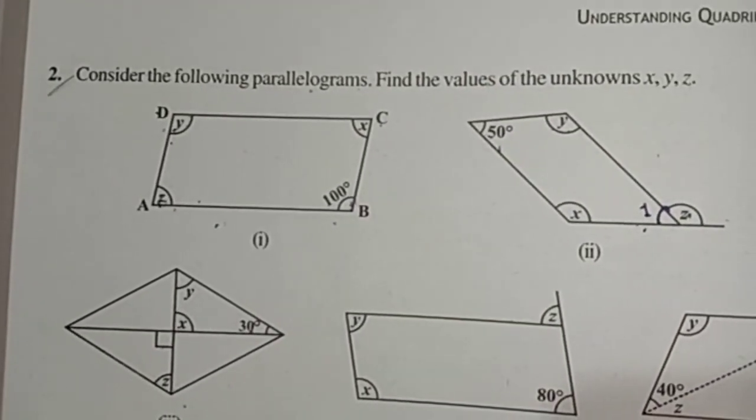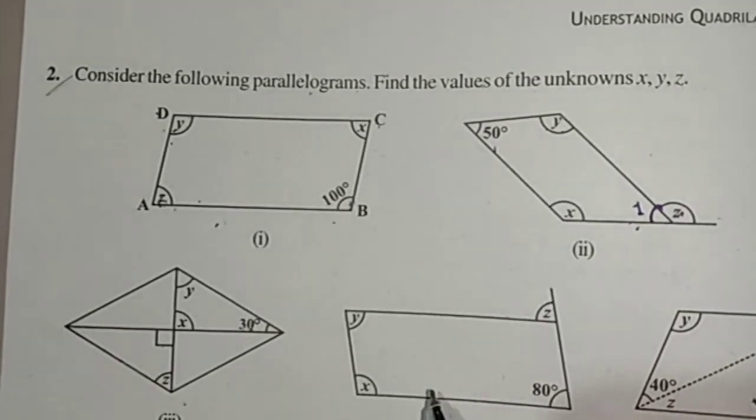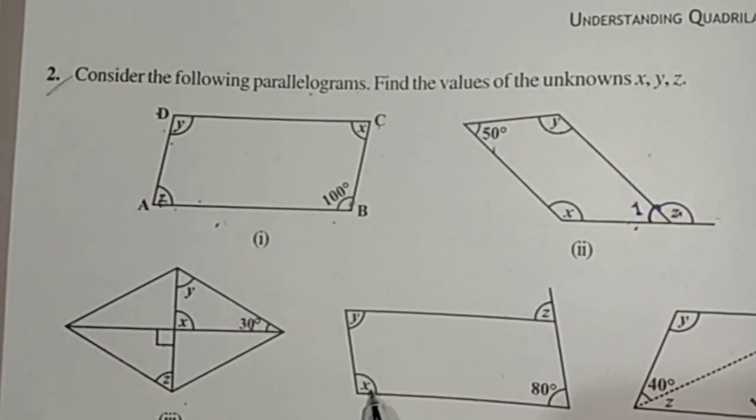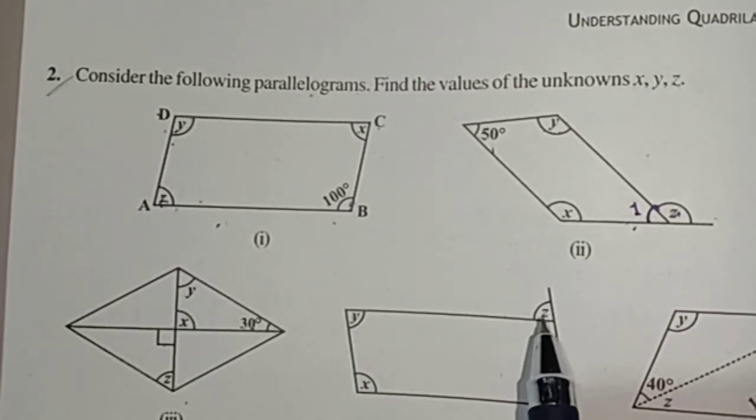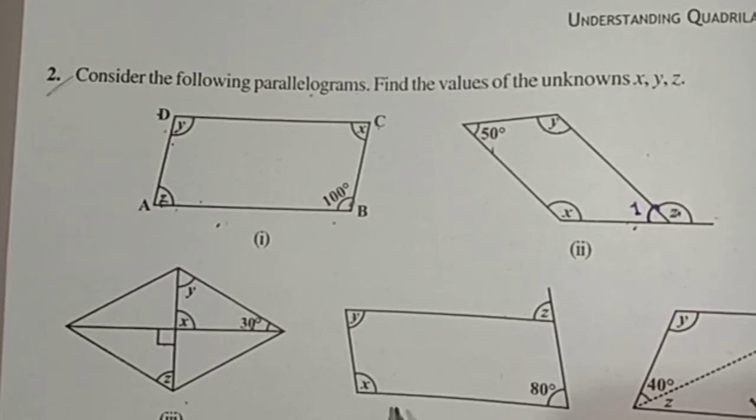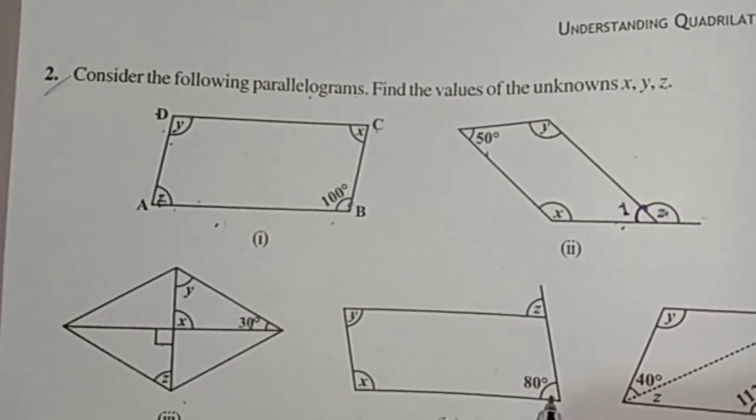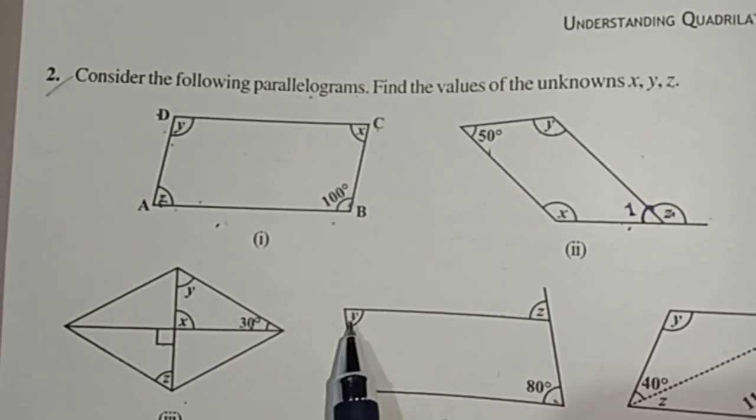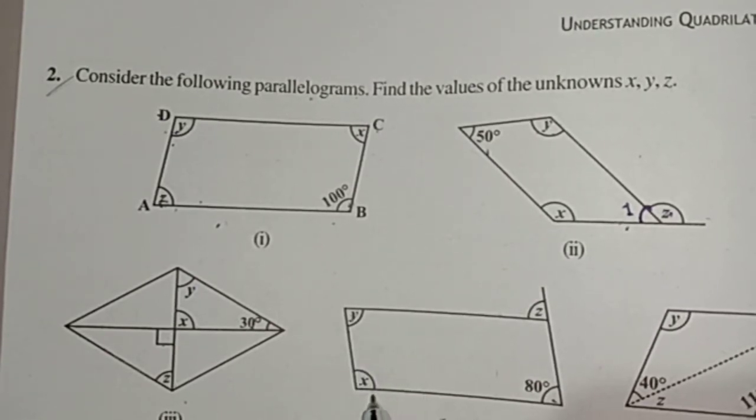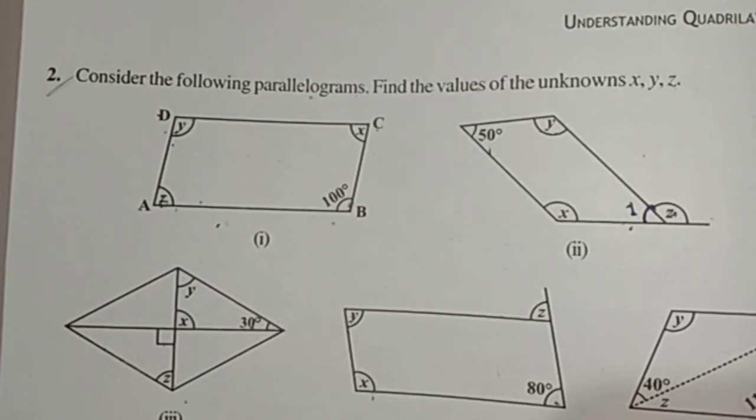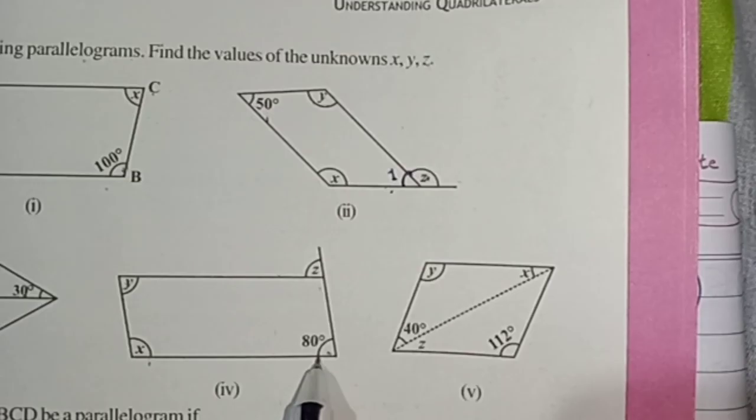Now question number 4. If we check question number 4, here also we have to find X, Y and Z, and Z is the exterior angle, right? So it's easy. If we check, Y is equal to 80 degrees, vertically opposite angles are equal. After getting this, then we can find X. How? Y plus X, adjacent angles are supplementary.